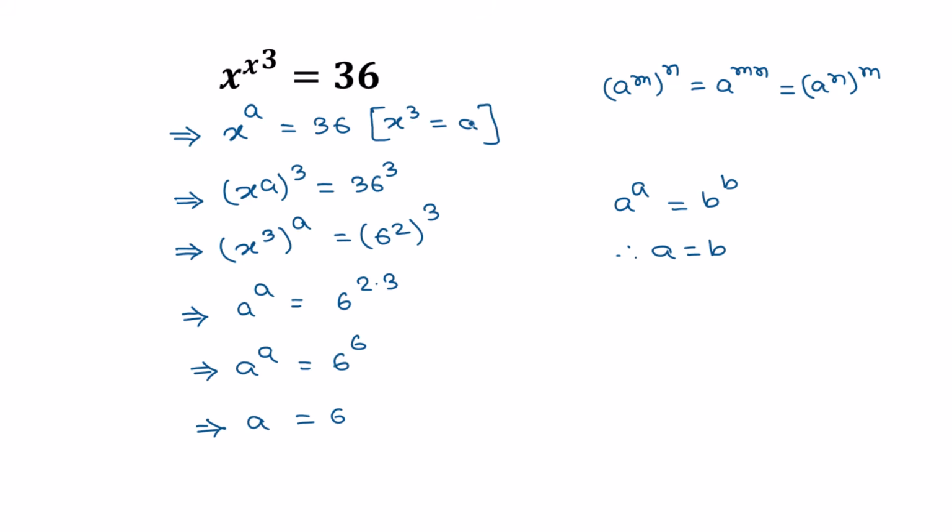Now substituting a is equal to x cube, we will get on the left side x cube is equal to the right side, which is 6. Now taking cube root to both sides, we will get the value of x is equal to the cube root of the right side 6, and this is the solution of our given equation.